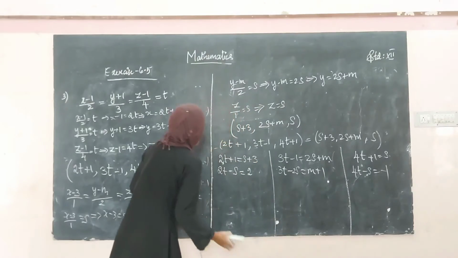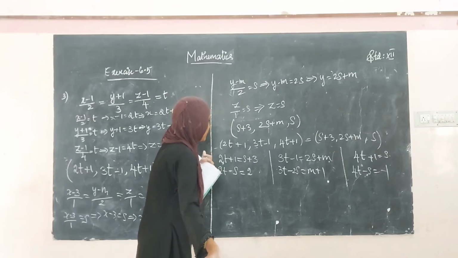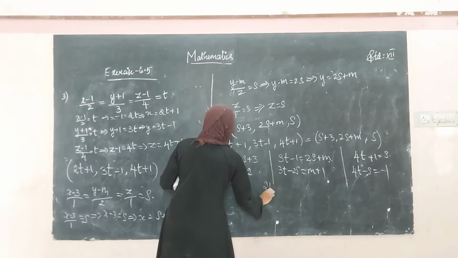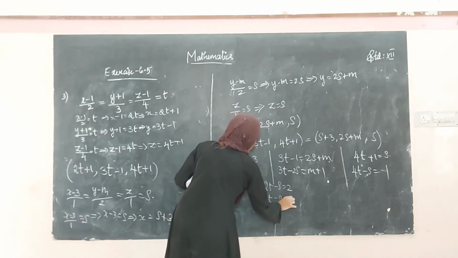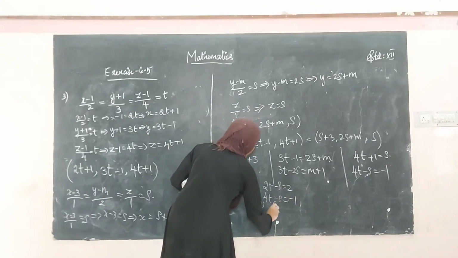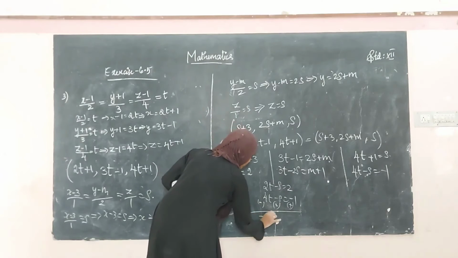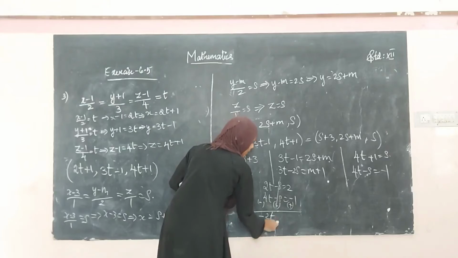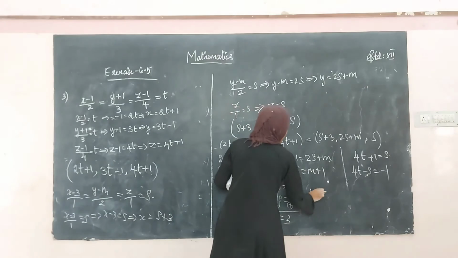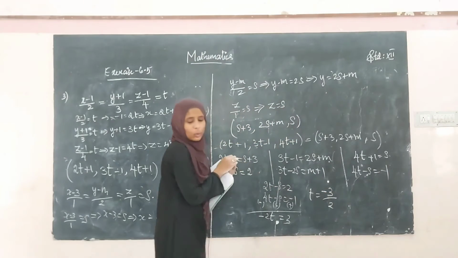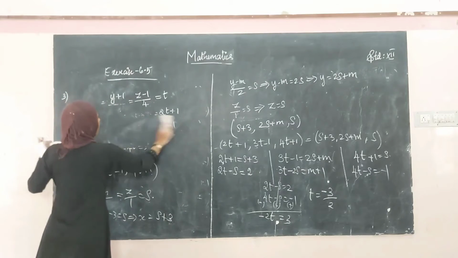Okay, now shall we solve the first equation and the third equation? See that it is 2t minus s is equal to 2, and 4t minus s equal to minus 1. So subtracting, here it becomes plus, here it becomes plus, 2t minus 4t is minus 2t, and the s gets cancelled. So 2 plus 1 is 3. So what's the value of t? t is equal to minus 3 divided by 2. What is the value of t? t is equal to minus 3 divided by 2.